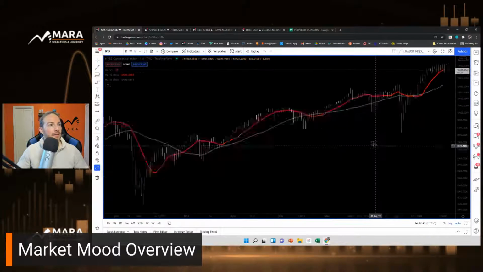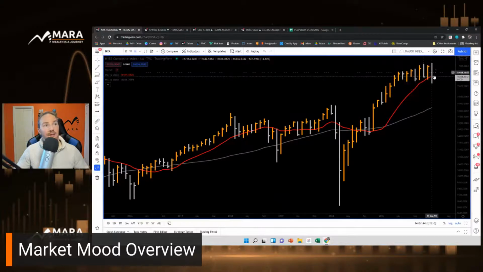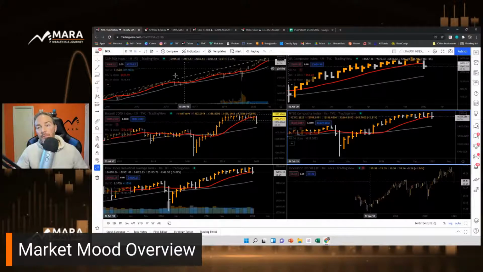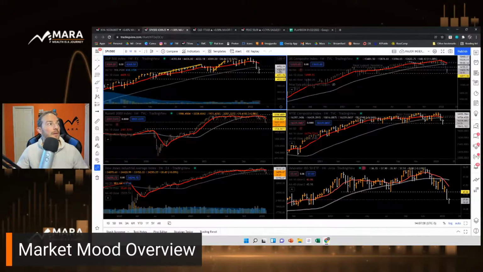We have the New York Stock Exchange moving sideways, right? Pretty crazy outside reversal month going on, and similar over here on the Dow. Let's move over to the weekly.